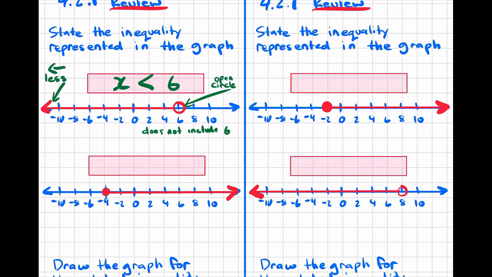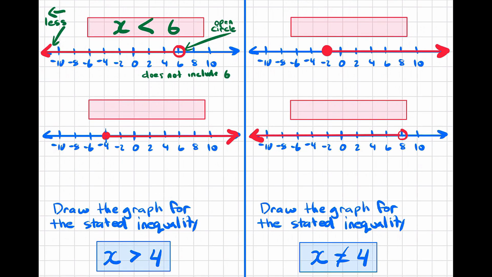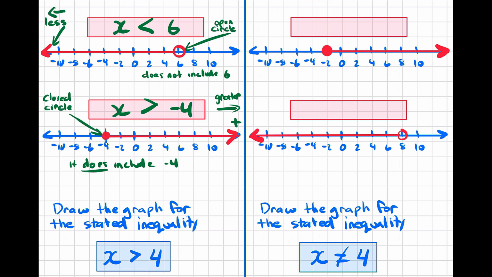Okay, the second one, we see in this case that we have a closed circle. And what does the closed circle tell us? It means it does include -4. Okay, so again, I have a variable and I've got the number -4. And notice in this case, the arrow is going to the right, which means it is getting greater in value. So x is greater than, and because it's a closed circle, it is equal to -4.